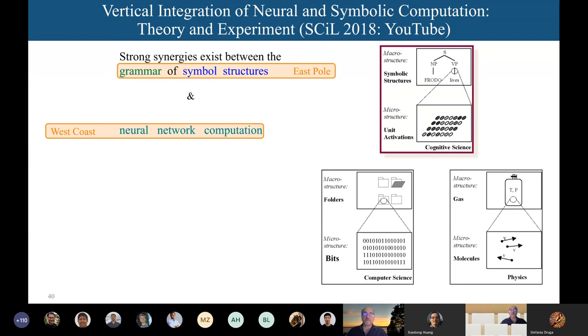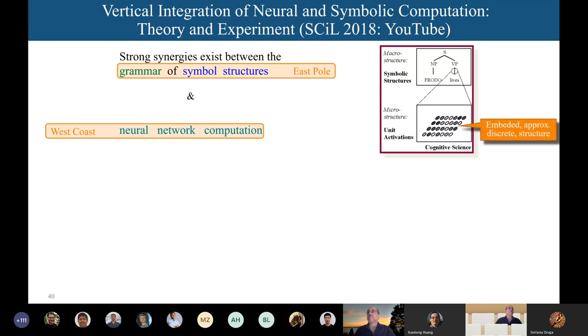this material has at this level of description include things like temperature and pressure, but the same exact system when described at the microstructural level consists of a set of molecules. They don't have temperature, they don't have pressure, they have velocity, momentum, and the relation between the two is mathematically prescribed by statistical mechanics. Okay, so we're emulating this relationship here, but now we're linking a discrete upper level structure, symbolic structure, with a continuous lower level structure. Upper level, what we have embedded in the continuous vector space is approximately discrete structure.